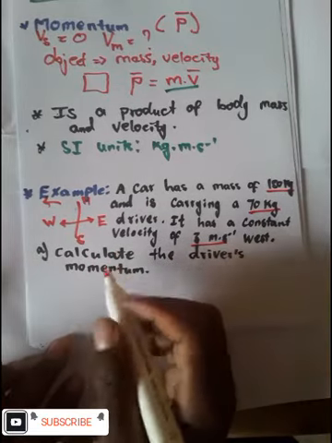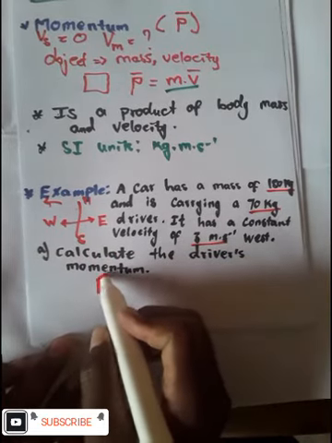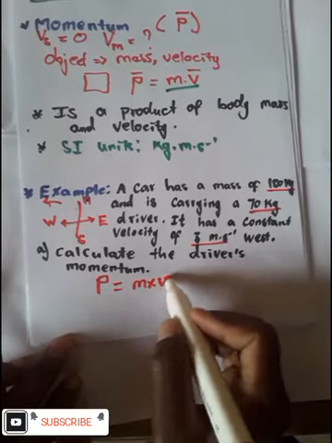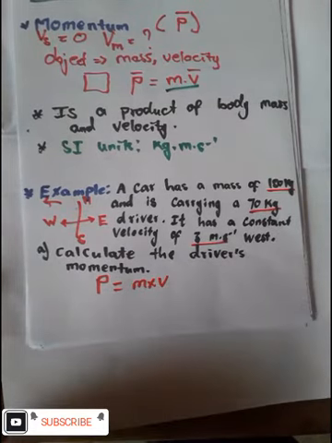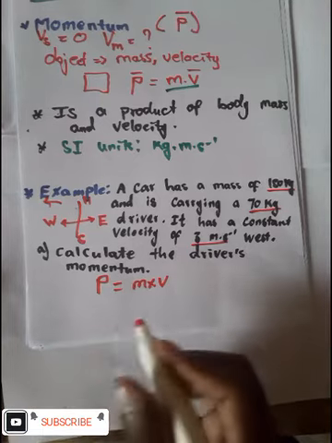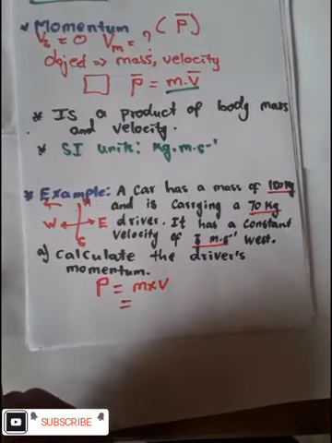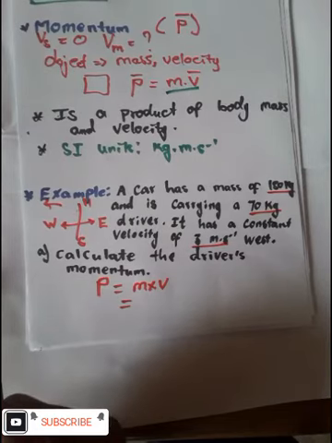Okay, so I will say P, which stands for momentum, is equal to mass multiplied by velocity. I'm given a mass, yes. Do I have a velocity? Yes, I have. So I will just say mass, and then you have to read questions carefully.